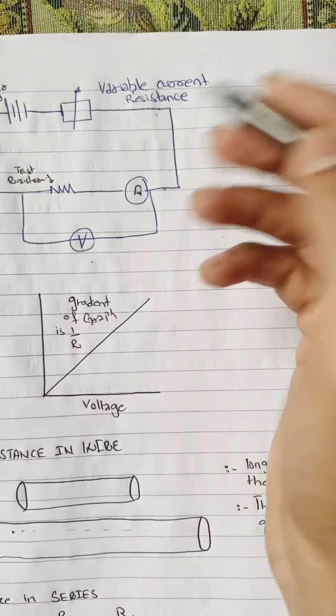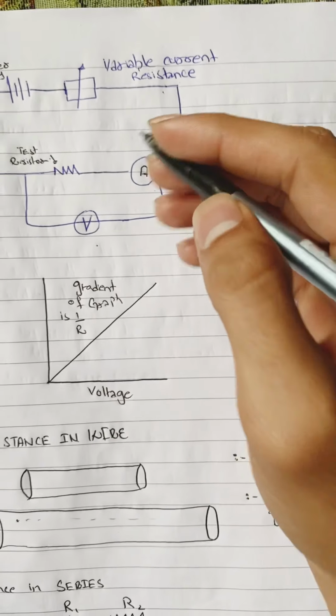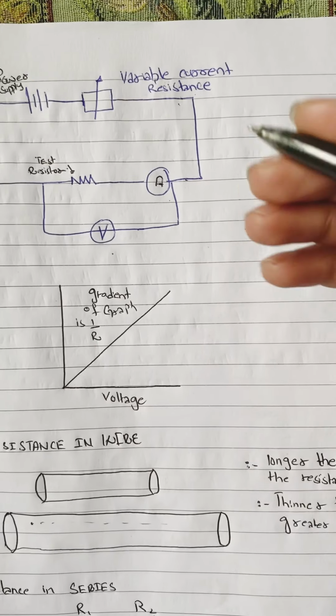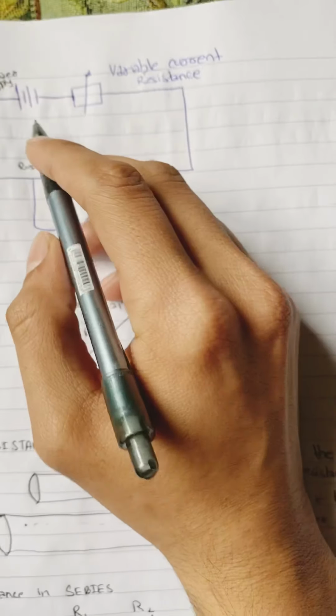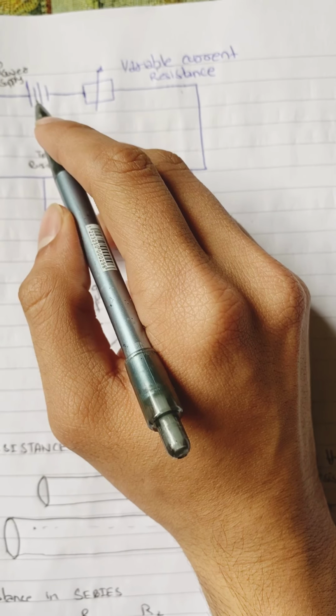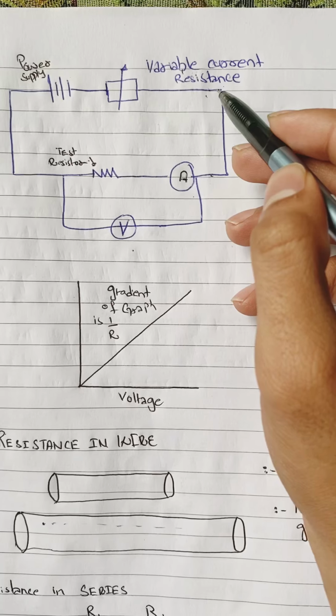Now I just made a circuit and I wanted to explain how resistance works and what equipment you need when you find the resistance. So there is a power supply. What does it do? This provides electrical energy into your circuit. Then there is a variable resistor.